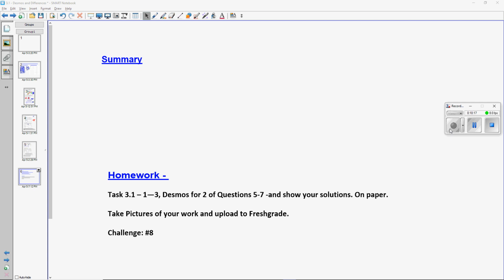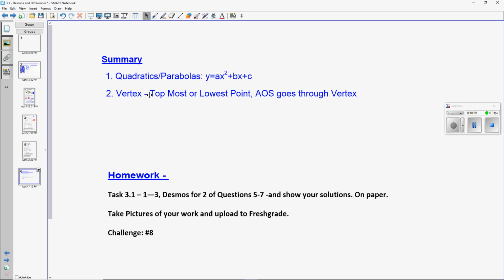And finally, this is our final topic for the day. First thing I want you to remember is that a quadratic looks like y equals ax squared plus bx plus c. Also, the vertex is the topmost or the lowest point. The axis of symmetry goes through the vertex. These two points here are the vertex, and these things here represent the axis of symmetry.